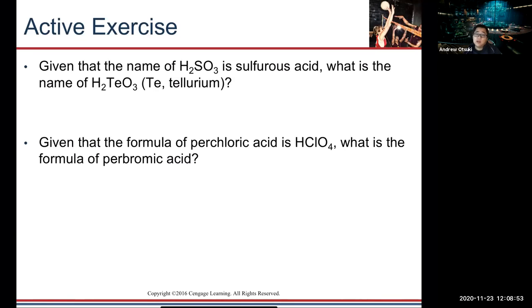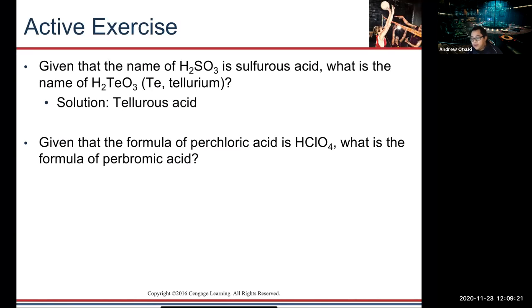For tellurium, we take off the ending and add OUS. So it has the same OUS sound. So that will be tellurous acid. So we changed the name of the central element, and then we add the suffix ending OUS to the end to find our acid name.